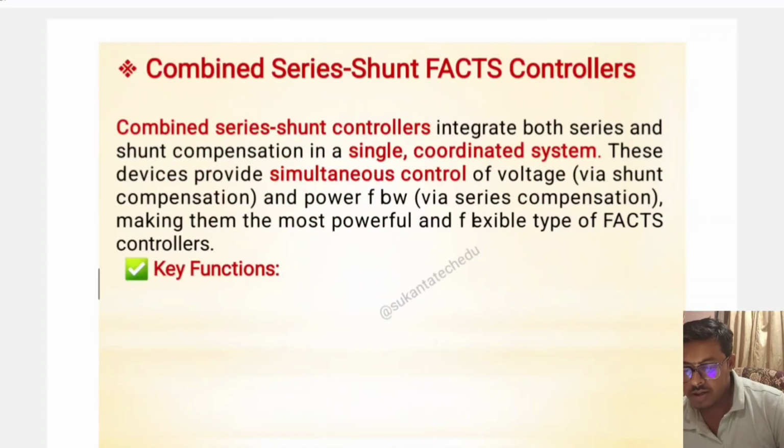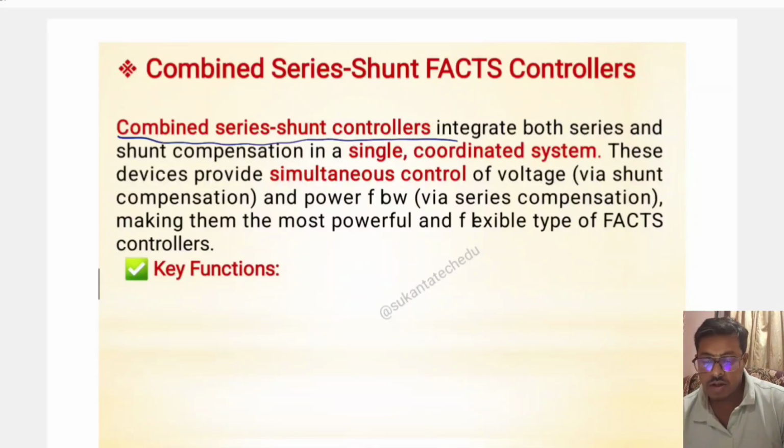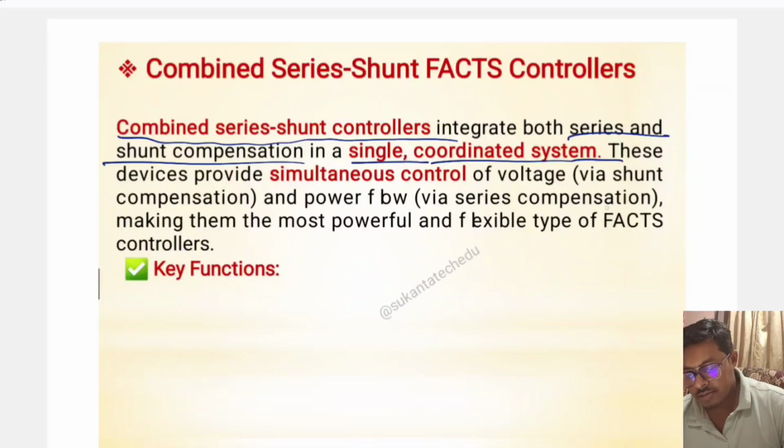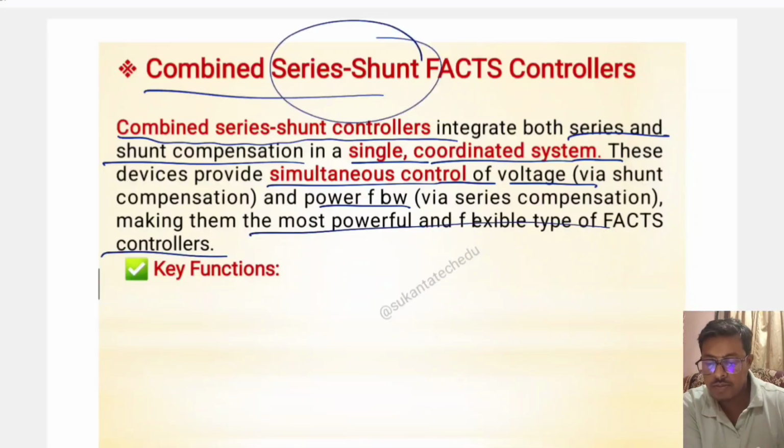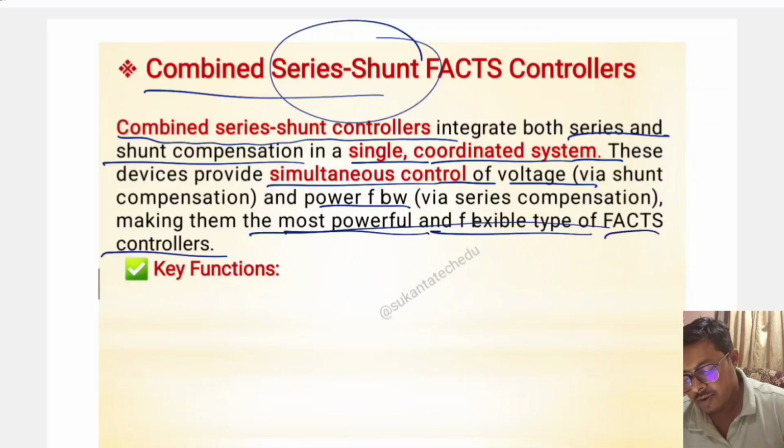Now we'll see the combined series-shunt FACTS controllers. These integrate both series and shunt compensation in a single coordinated system. This device provides simultaneous control of voltage and power, making it the most powerful and flexible type of FACTS controller.